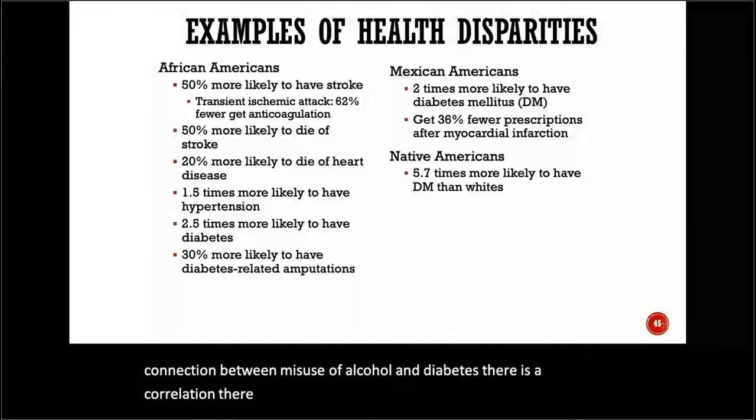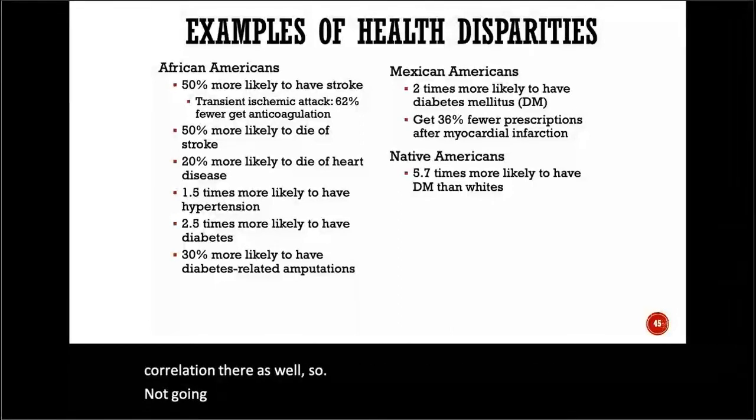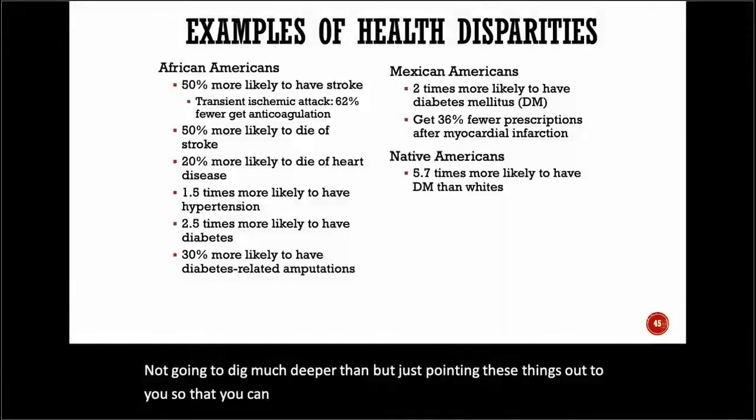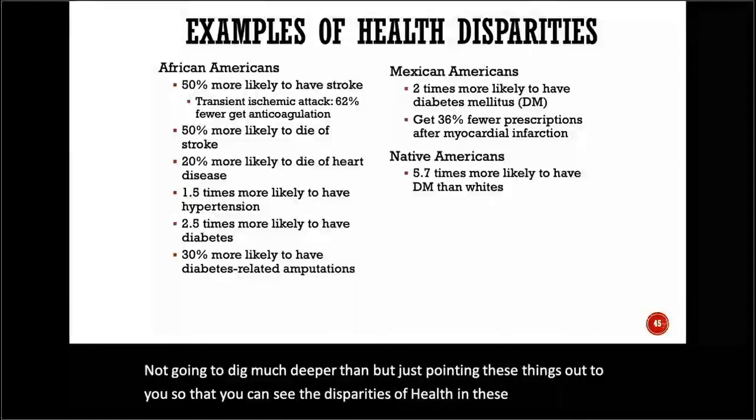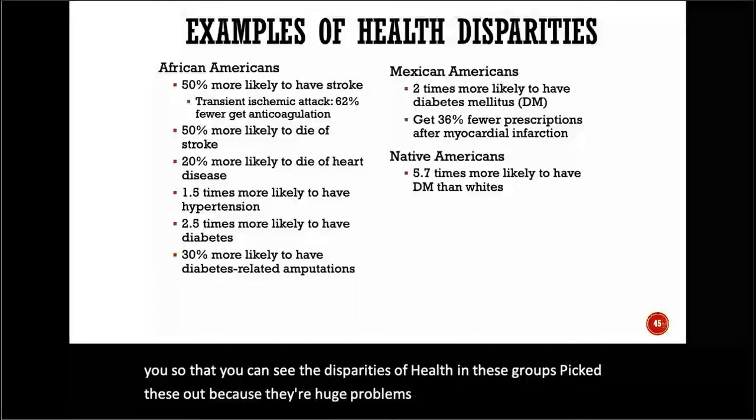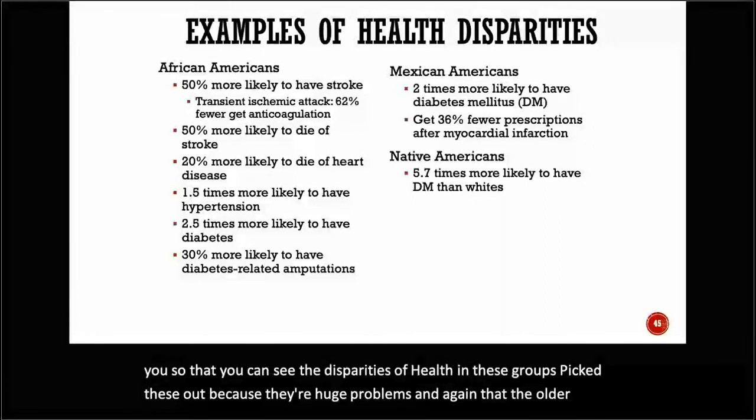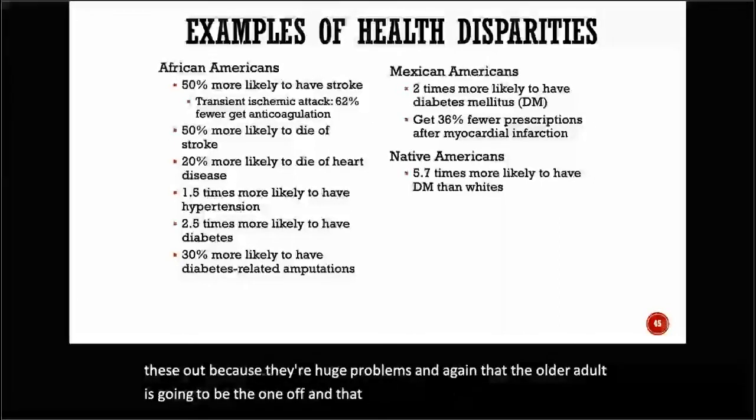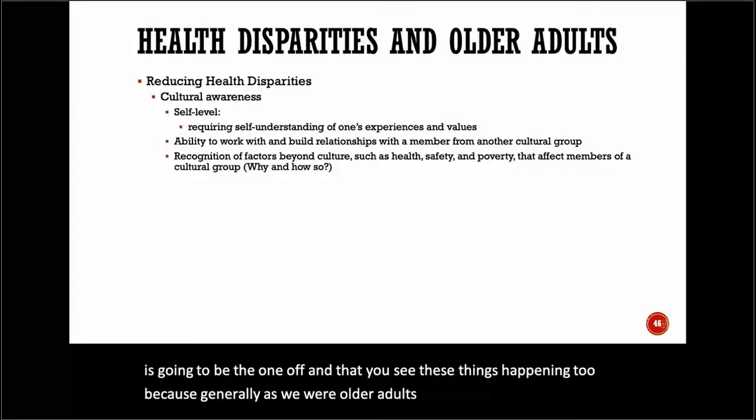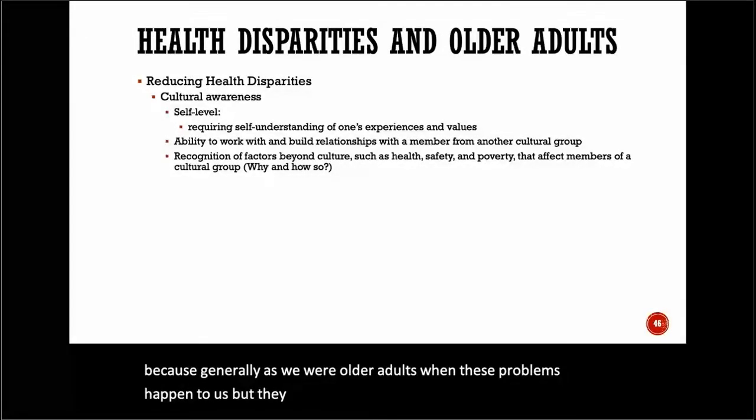but that connection between misuse of alcohol and diabetes, there is a correlation there as well. So I'm not going to dig much deeper than that, but just pointing these things out to you so that you can see the disparities of health in these groups. Pick these out because they are huge problems. And again, the older adult is often the one you see these things happening to, because generally as we are older adults, that's when these problems happen to us. But they happen in younger adults as well.